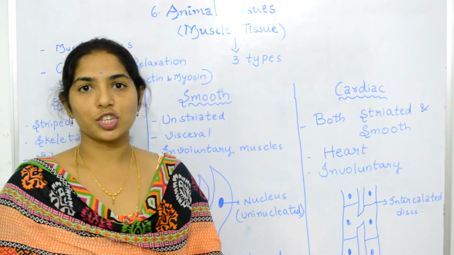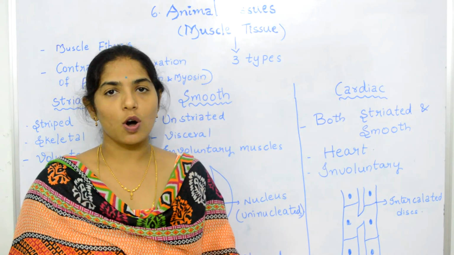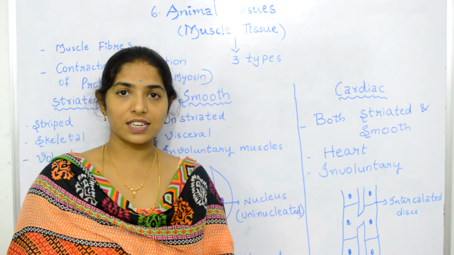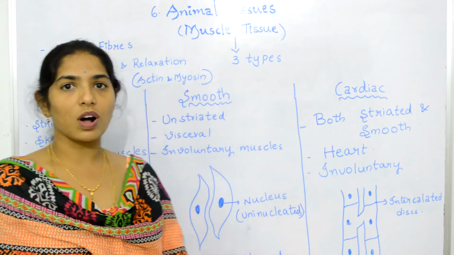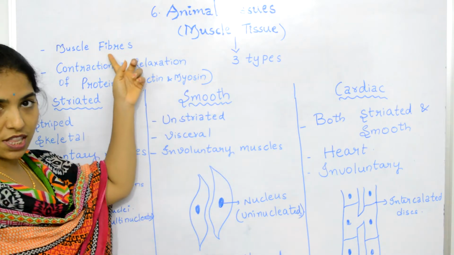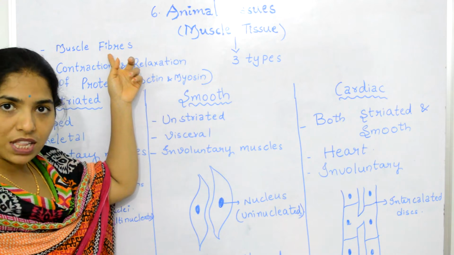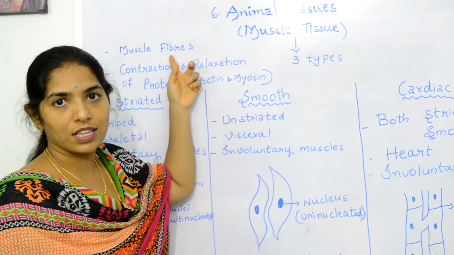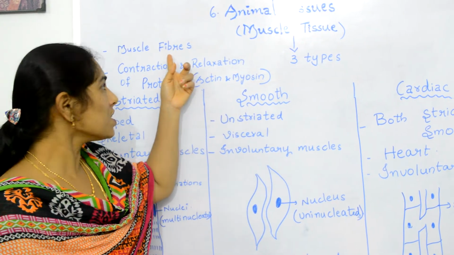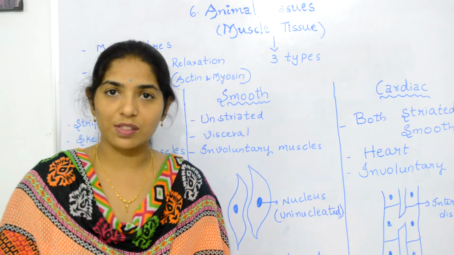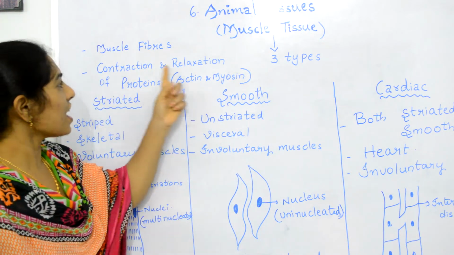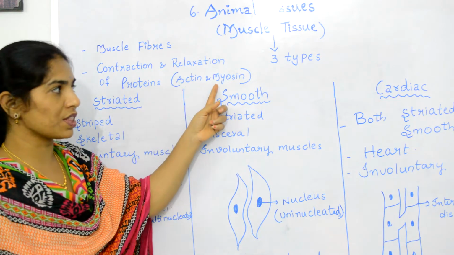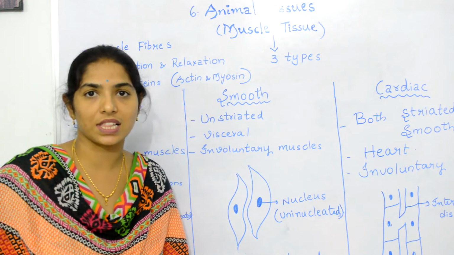Now this muscle tissue is made up of cells called muscle cells. Now these muscle cells are elongated and large sized, so we call them muscle fibers. So what are muscle fibers? These are the muscle cells which are elongated and large sized. So the movement of our body is brought about by the contraction and relaxation of muscle proteins called actin and myosin, which are present in muscle cells.